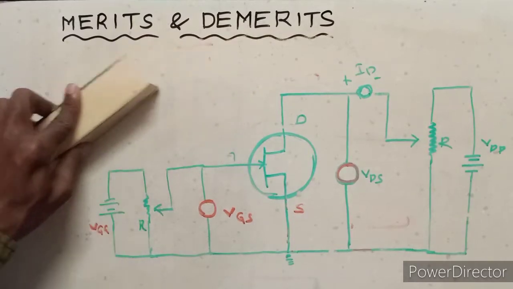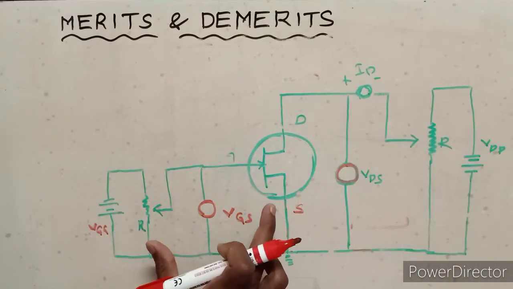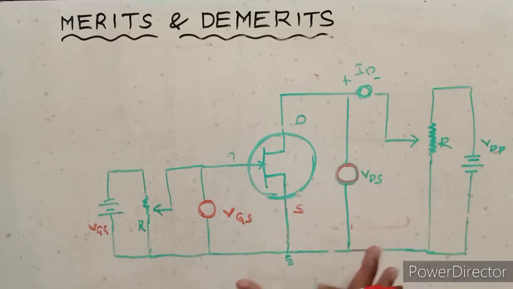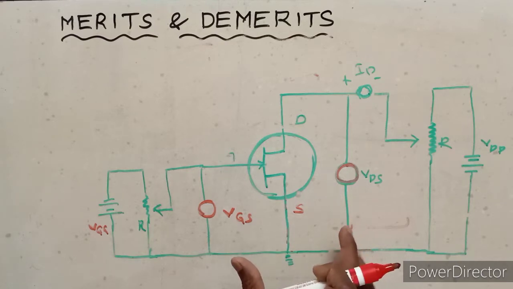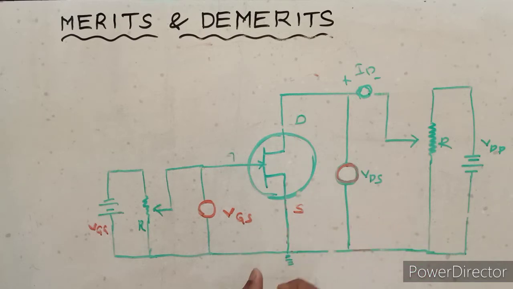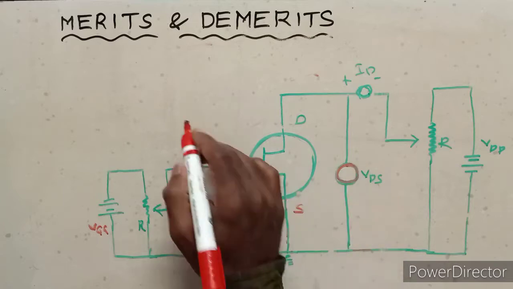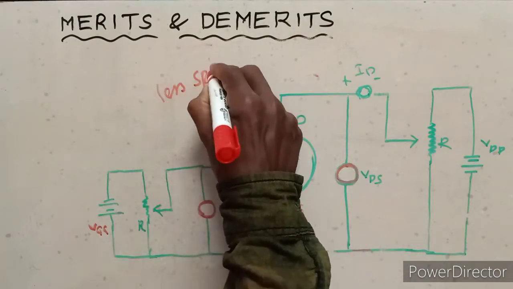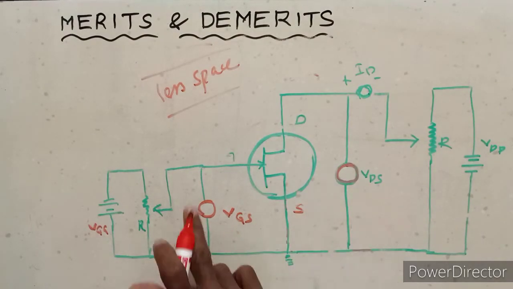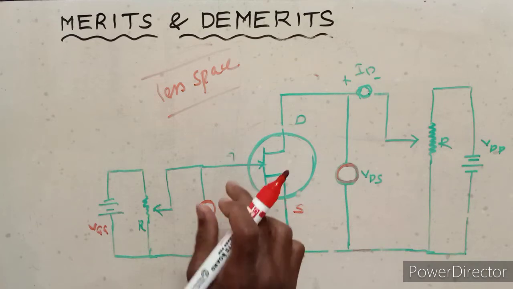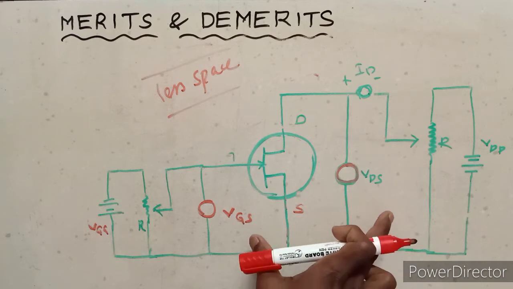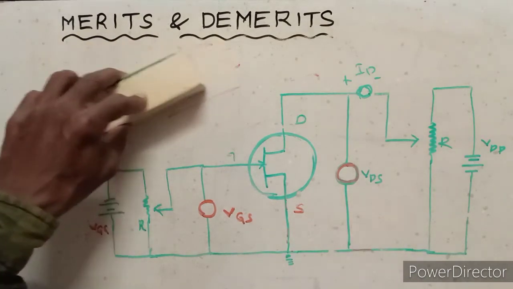Next merit, it is compatible for the fabrication of integrated circuits. That means it is always used in integrated circuits because it occupies less space compared to BJTs. So these are merits.